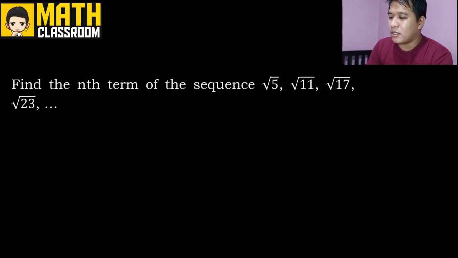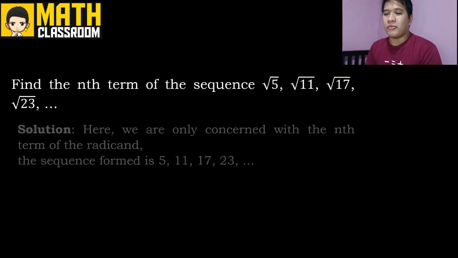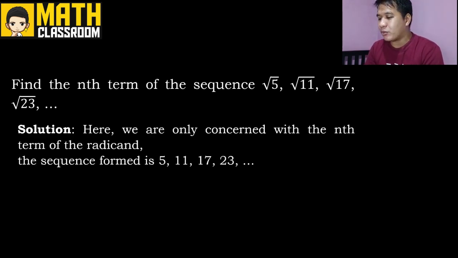Naisip mo na this sequence is same like the previous examples. We are only concerned with the nth term of the radicand kasi lahat naman sila may square root. So, kung tatanggalin mo yung radical sign, you will have the sequence 5, 11, 17, and 23. And actually, the common difference of this sequence is 6.